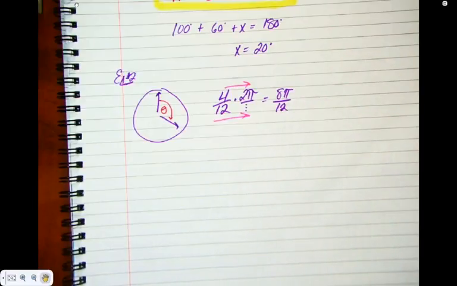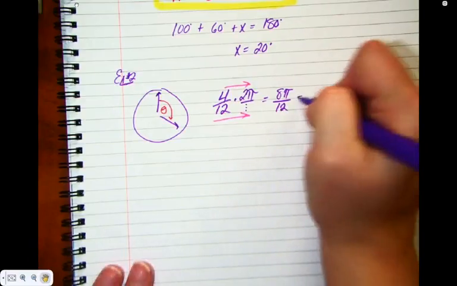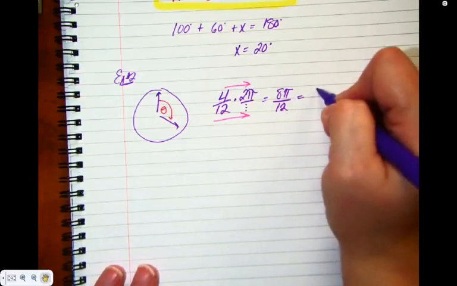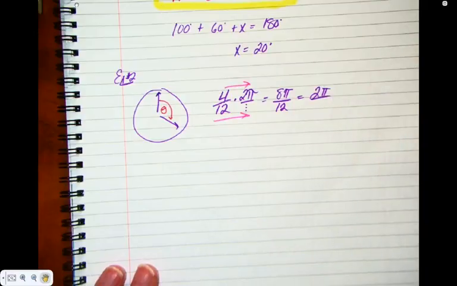12. Can we reduce the fraction? What can we divide them both by? 4. Top becomes? Bottom becomes 3.